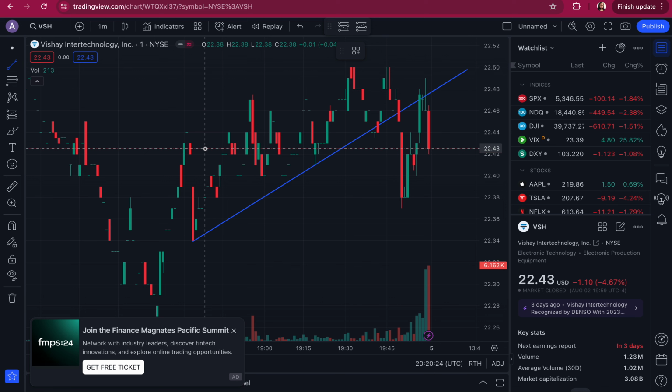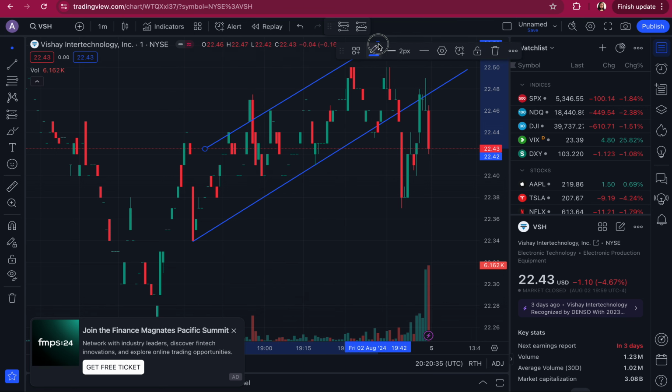Let's say we go from here and you try and touch all the highest points. So usually the trend goes between the lines, and the moment you see the trend has been broken over here, that could possibly indicate it could go in the opposite direction.